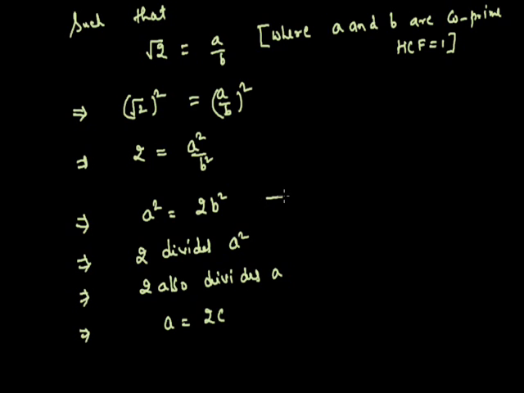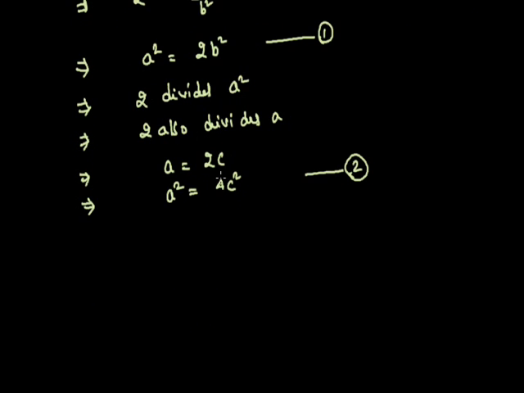Now a square equal to 2b square, this will be the first equation. Now again squaring both sides, we get a square equal to 4c square. This is the second equation. So from first and second, we can say that 2b square equals 4c square, or b square equals 2c square.